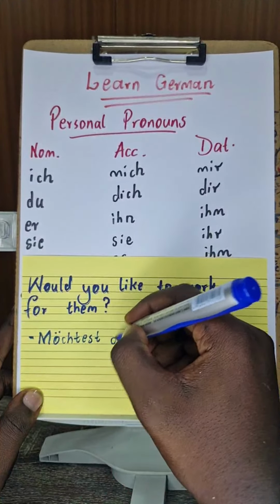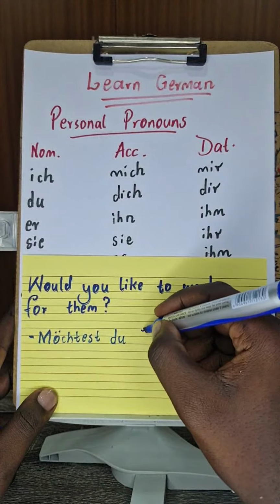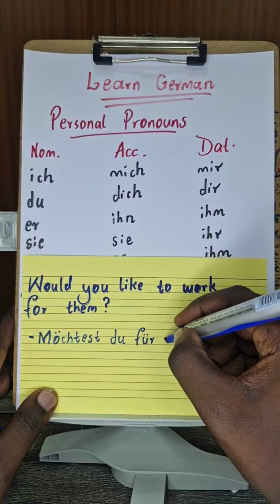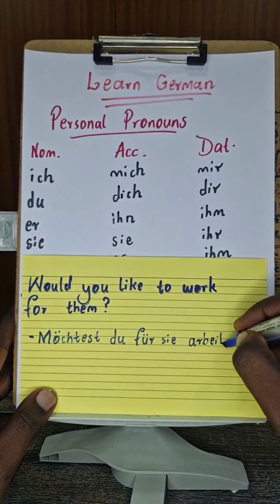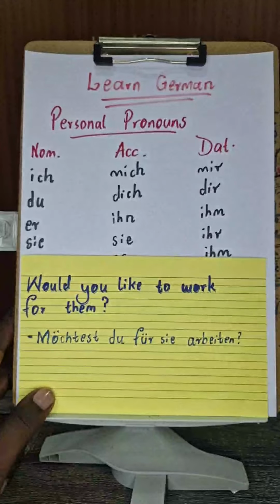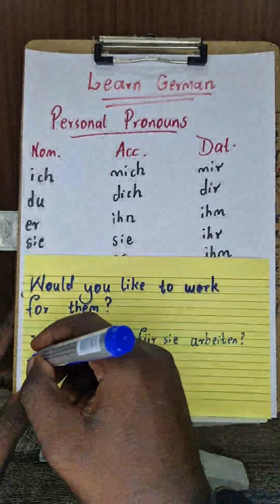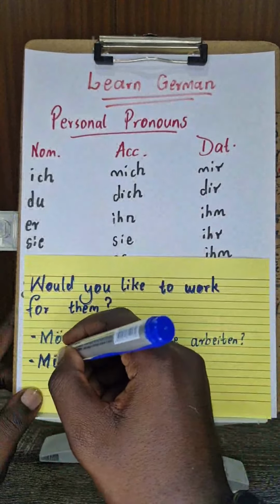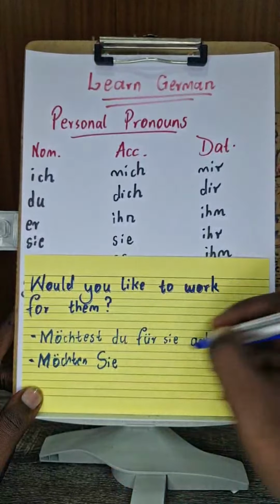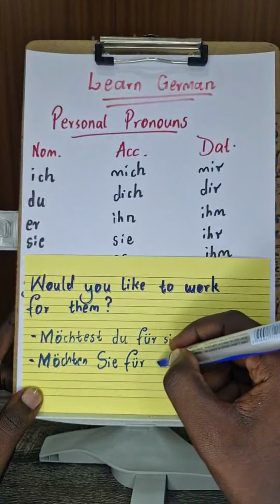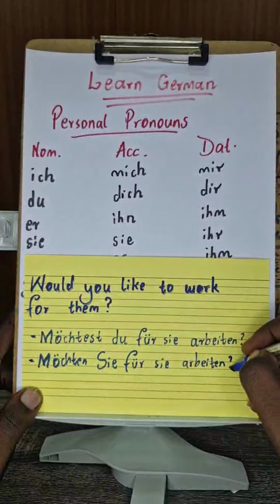Möchtest du für sie, them, and then arbeiten? Möchtest du für sie arbeiten? That's the first one. And if you've also given it in the Sie form, so that you've said Möchten Sie, capital, für sie arbeiten, that is also going to be correct.